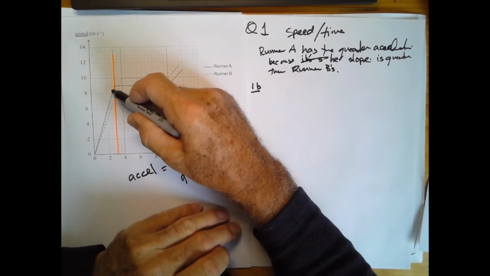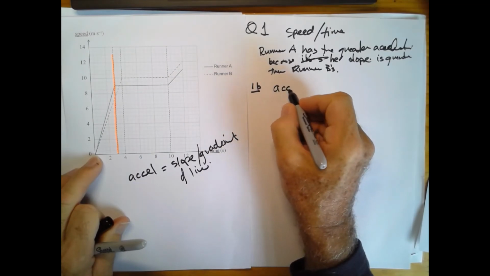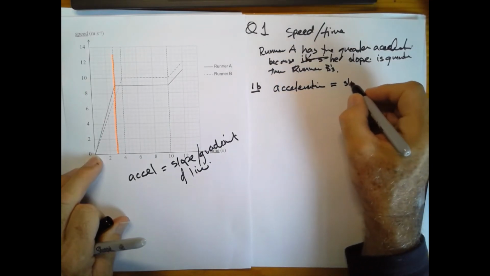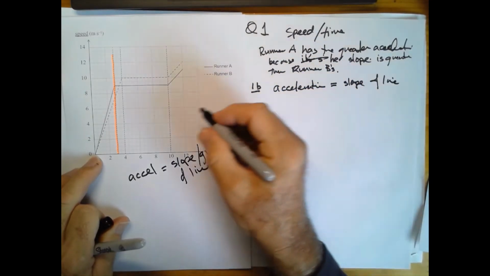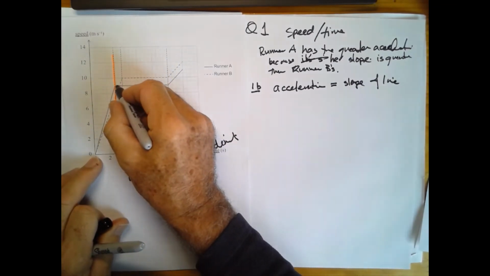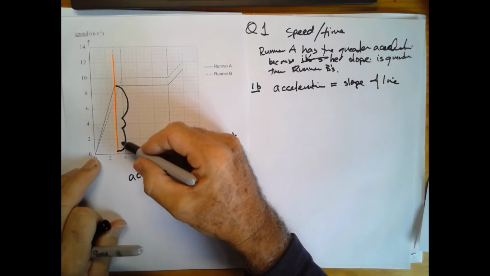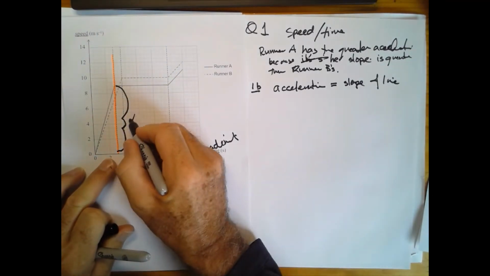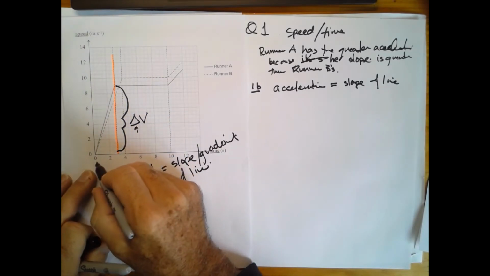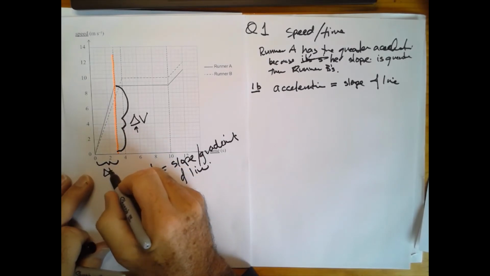Runner A is the bold line, and the acceleration equals the slope of the line. So how do we work out the slope of this line? We work it out by finding this change, which in this case is a change of speed going from 0 to 9. We divide this change of speed by this distance here, which is a change of time.